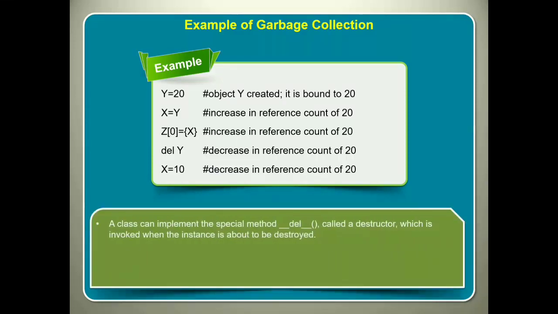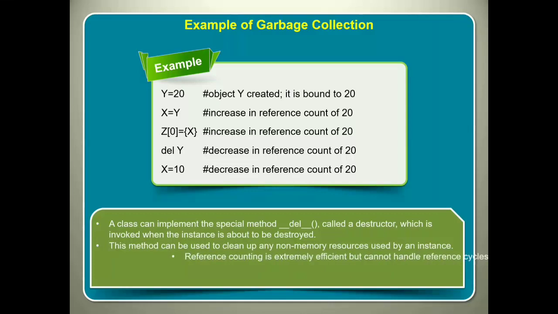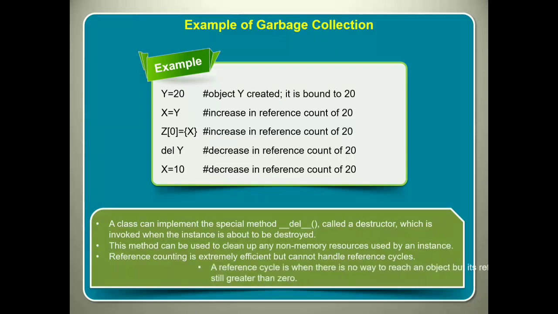A class can implement the special method __del__, called a destructor, which is invoked when the instance is about to be destroyed. You can use this method to clean up any non-memory resources used by an instance. Reference counting is extremely efficient, but cannot handle reference cycles. A reference cycle is when there is no way to reach an object, but its reference count is still greater than 0.